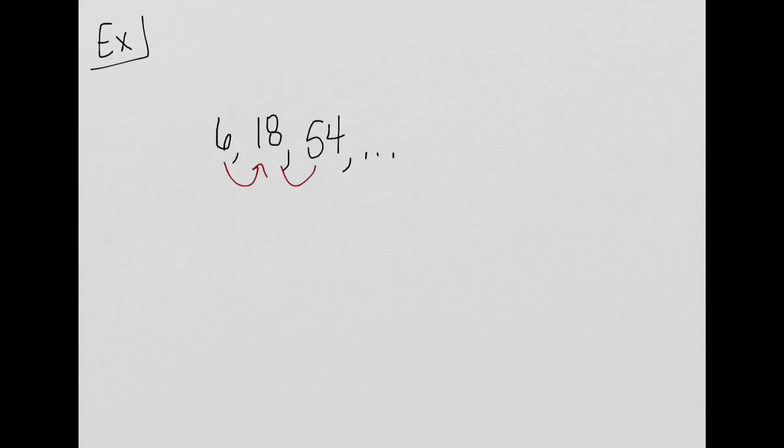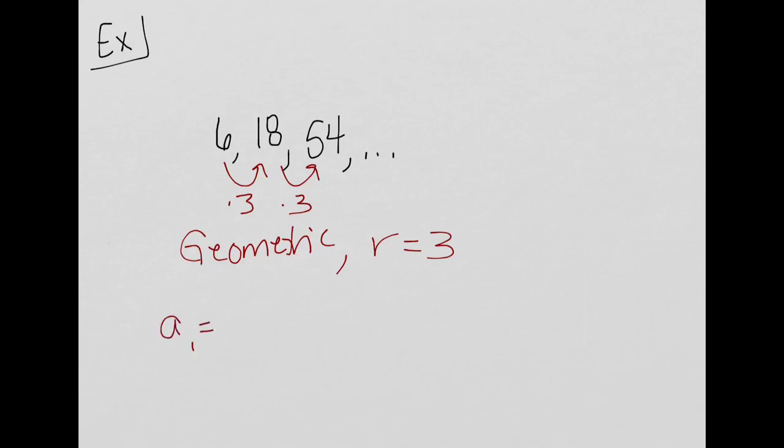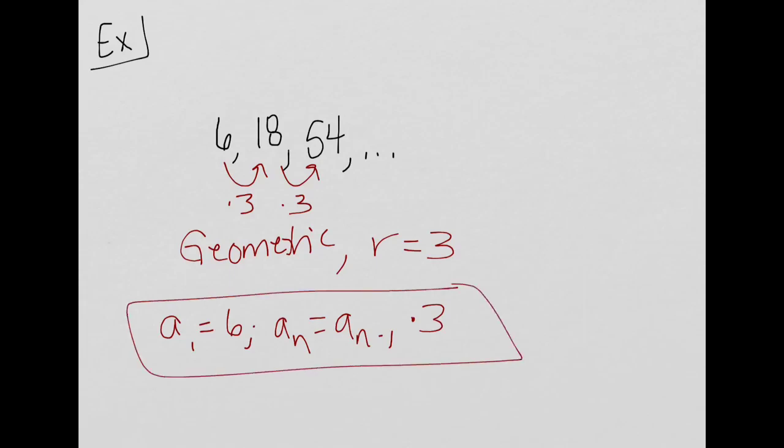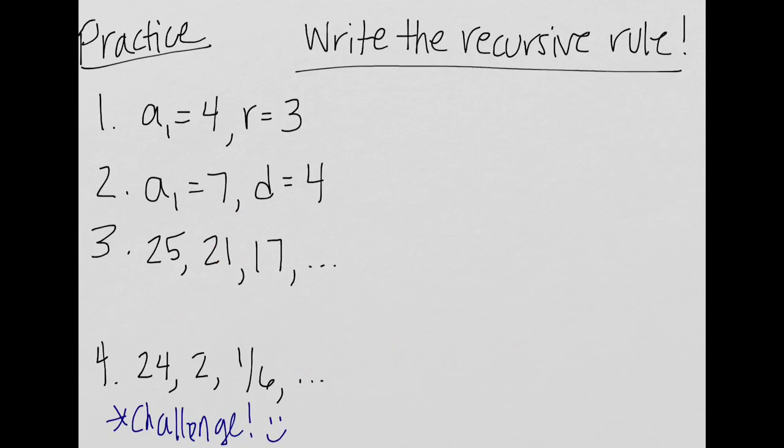Alright, on this one, you need to figure out if we're adding or subtracting or maybe neither. So we could say that we are adding 12, but that will not work for the next step. So this is actually multiplied by 3. So this is geometric, which means we have a common ratio, and that's 3, the number we're multiplying by each time. So a sub 1 equals 6, and then a sub n equals a sub n minus 1 times 3. And there's your formula. So it's the same thing, it's patterns.